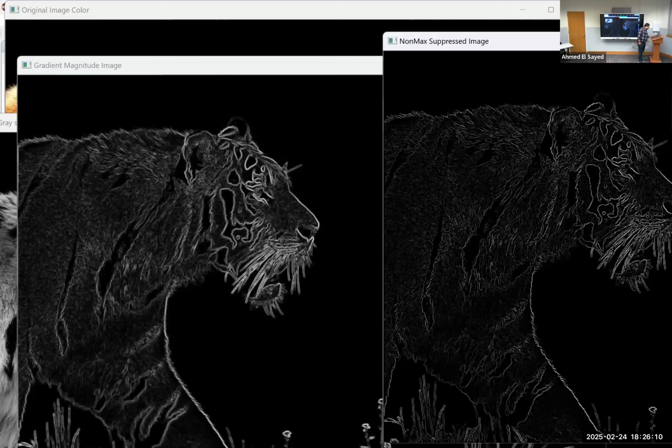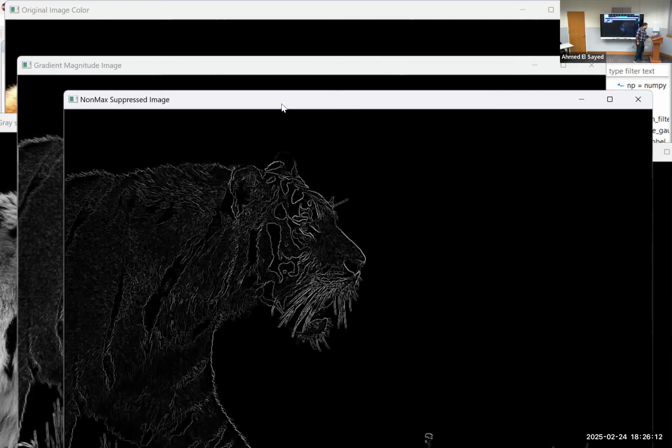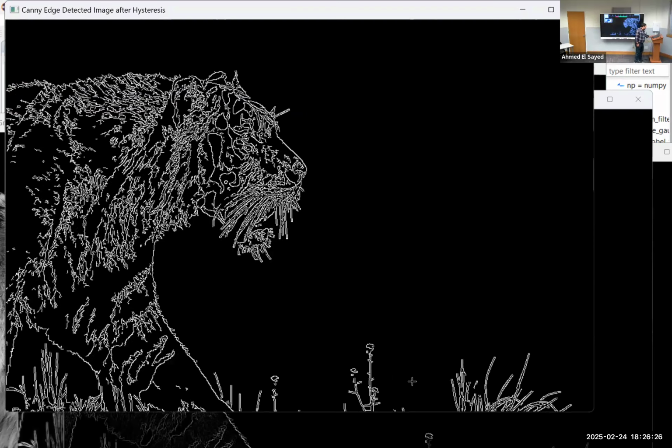So this is the result after applying the non-maximum suppression in the direction of the maximum gradient. Again, this is not yet an edge. Now, after applying the Canny edge detection and finding the hysteresis between the strong edge and the weak edge, that's exactly what I'm expecting to happen. This is now a binary image. As you can see, it's clear. We have ones and zeros.